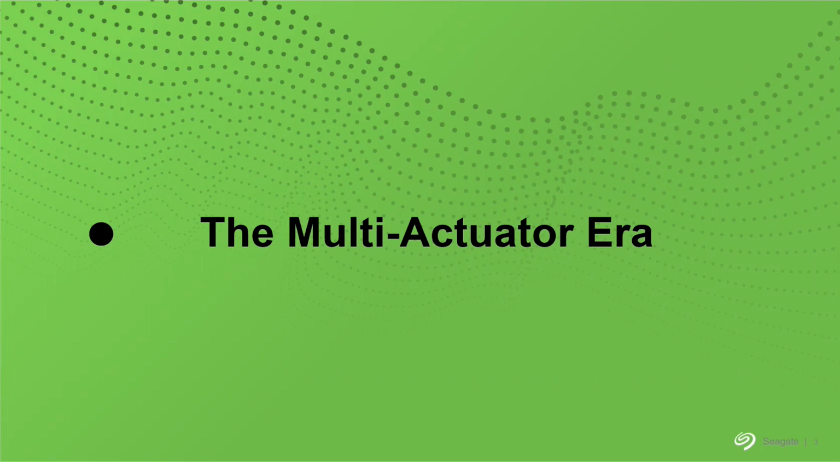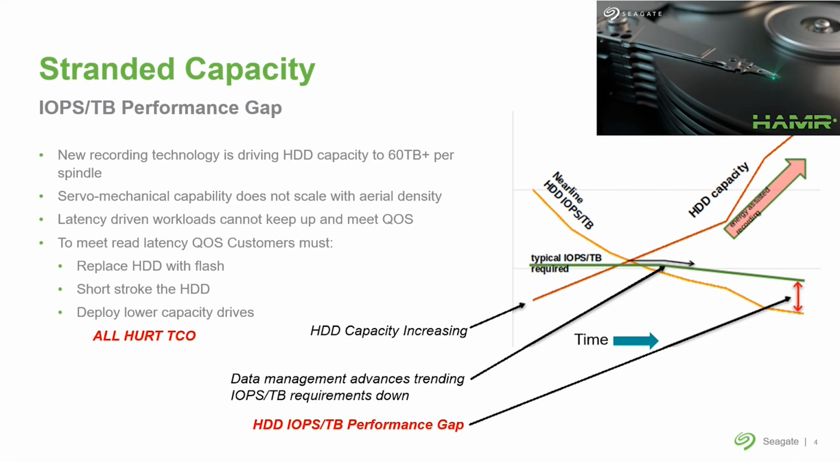All right, introducing the multi-actuator era. As we move forward, if you look at this red line, HDD capacity has always been increasing constantly, but now we'll be seeing a new generation of energy-assisted drives. Once we enter technologies like HAMR, heat-assisted magnetic recording, we start to see an increase in areal capacity and disk size at a more rapid pace.